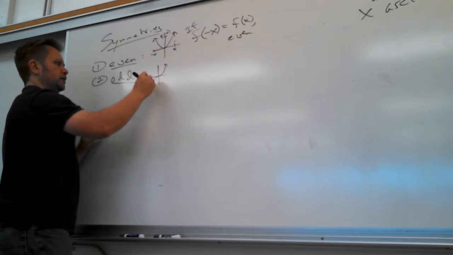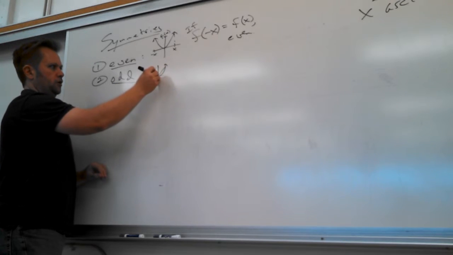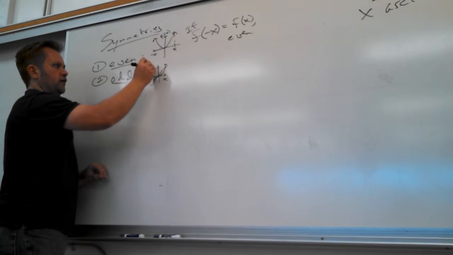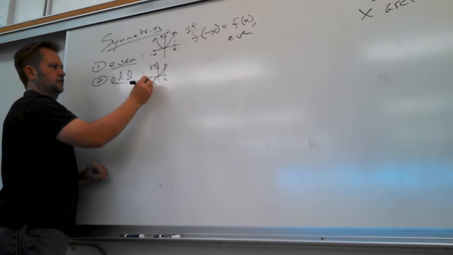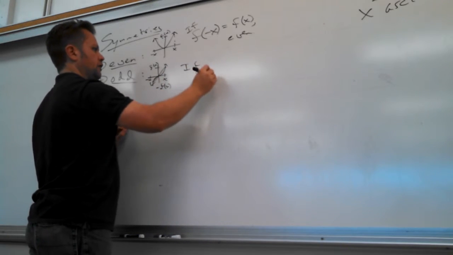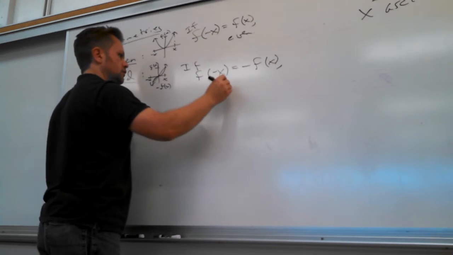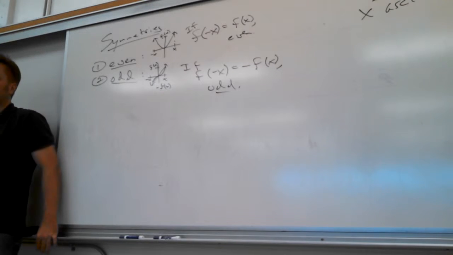Odd, of course, I remember like this, right? Which is normally considered symmetric through the origin. So x goes to f of x. Where does negative x go? Negative f of x. So if f of negative x equals negative f of x, that's odd symmetry. Right? So that's the work you show me.